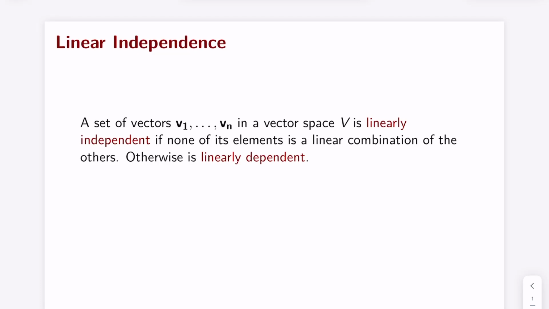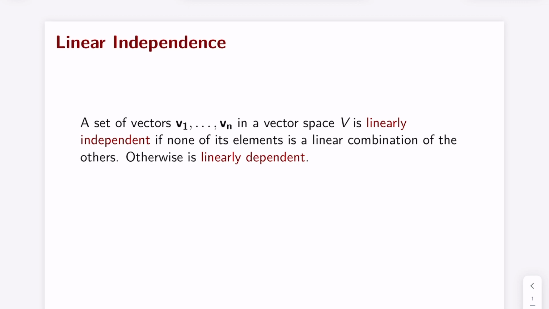We will generalize now the idea of linear independence for any vector space. So we know this idea for the particular case of the Euclidean spaces Rn, but now we're going to see how do we generalize this for any vector space.